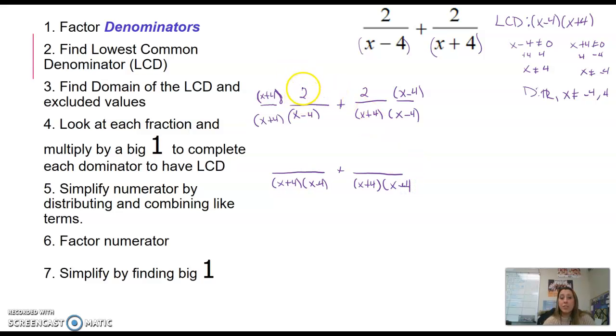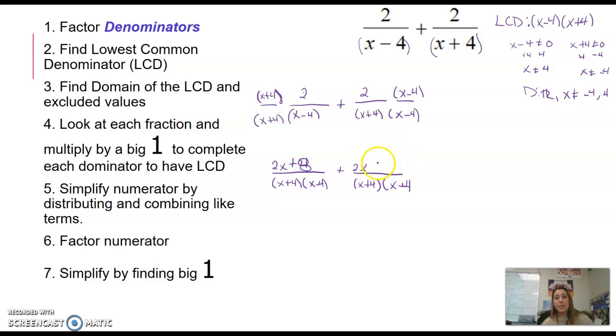Well, now I've got to distribute because I'm multiplying, right? So 2 times x is 2x, and 2 times 4 is 8. And then here 2 times x is 2x, and 2 times negative 4 is negative 8.